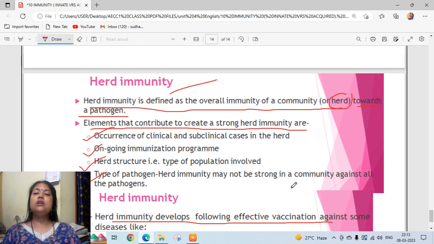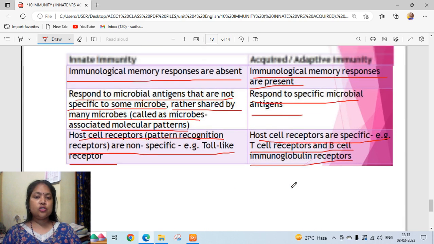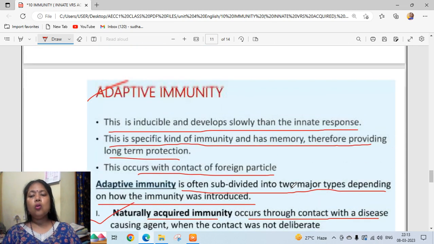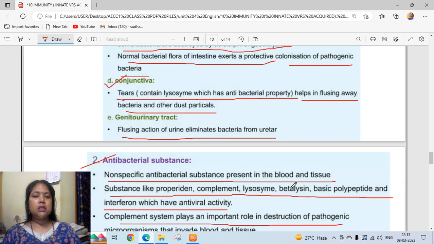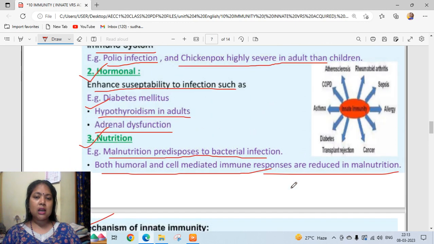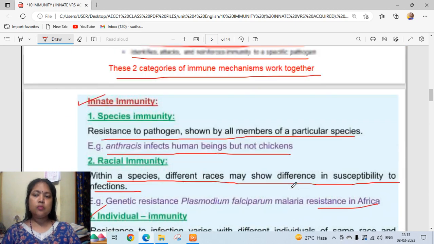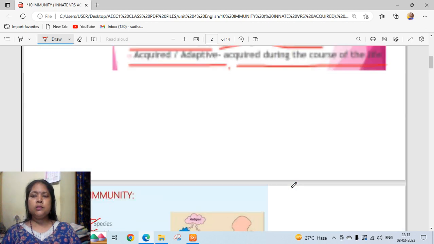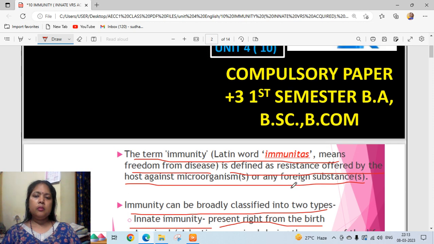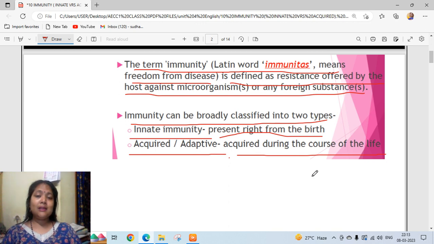So these were all for today's discussion, in which I hope you all clearly understand the terms innate immunity, adaptive immunity, and herd immunity. If possible, make your own notes from this video, because your materials are there in front of you. You will get every type of question from these discussions.